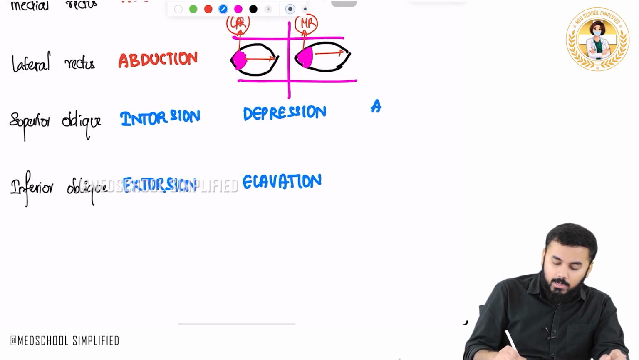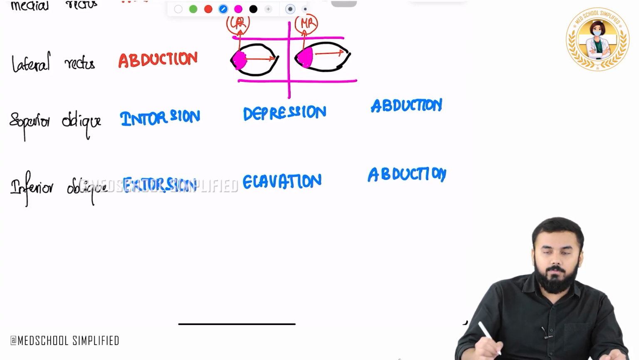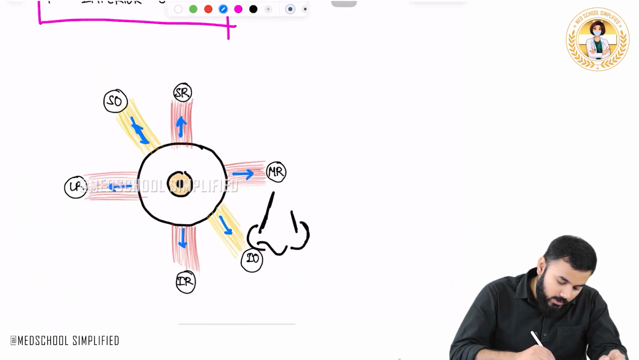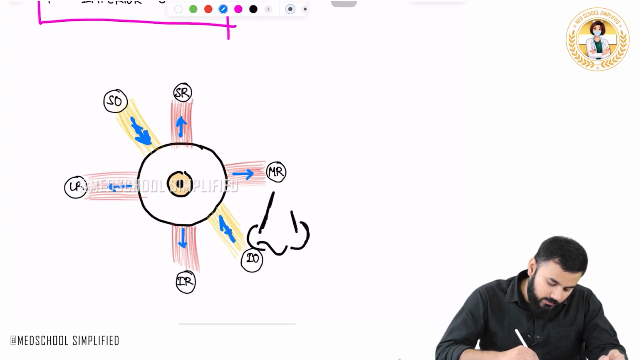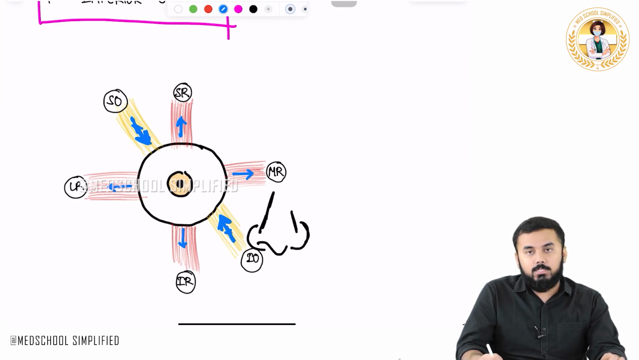Next, here we have abduction. Abduction, there is no opposite here, it is abduction only. So both of them do abduction. Here I just have to change the arrows. One is responsible for this action and one is responsible for the elevation. Inferior oblique is responsible for the elevation. Okay, right. So this is the thing.